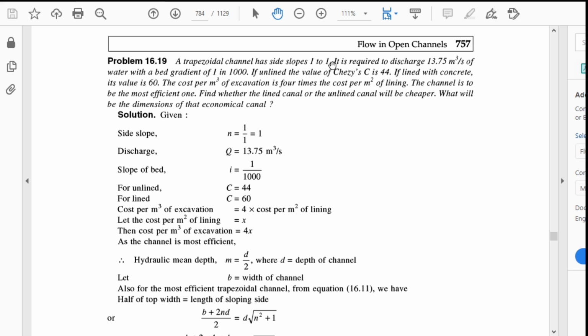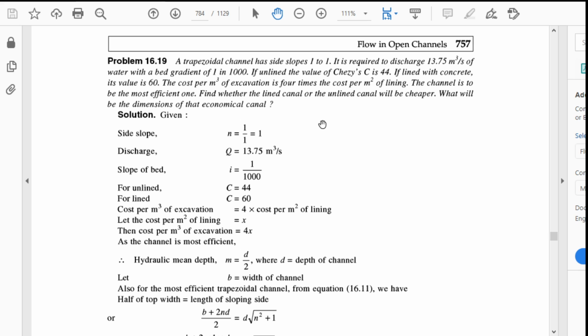Now the channel is to be the most efficient one. Find whether the lined canal or the unlined canal will be cheaper. What will be the dimensions of that economical canal? Okay, now they have given two conditions. First is lined canal and second is unlined canal, and also they have given that the cost of the excavation is 4 times the cost of lining.